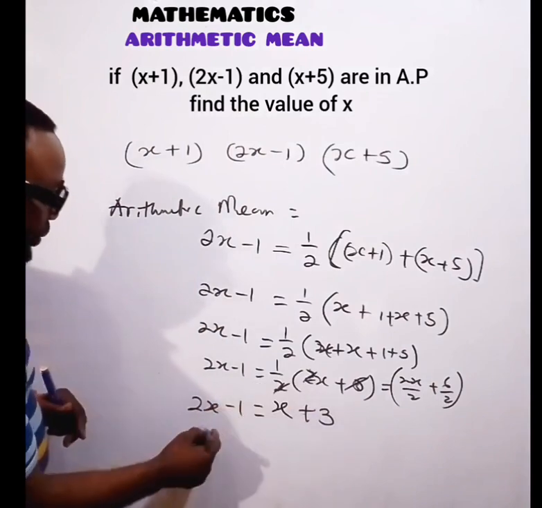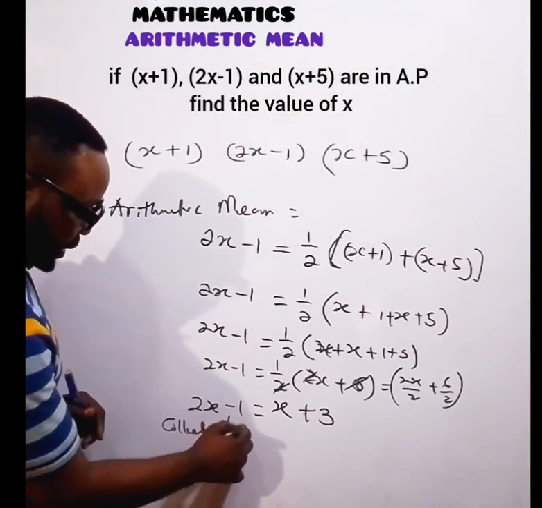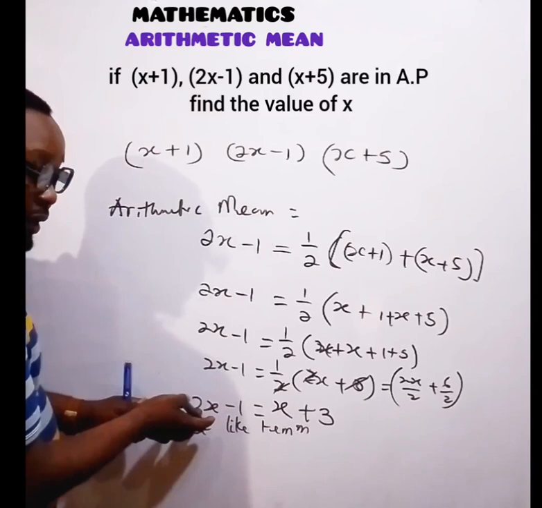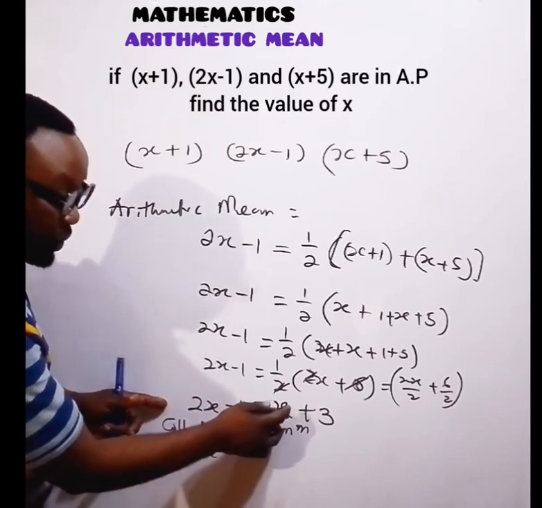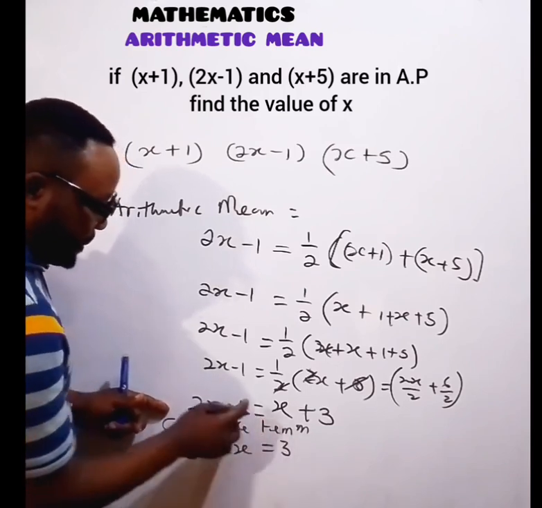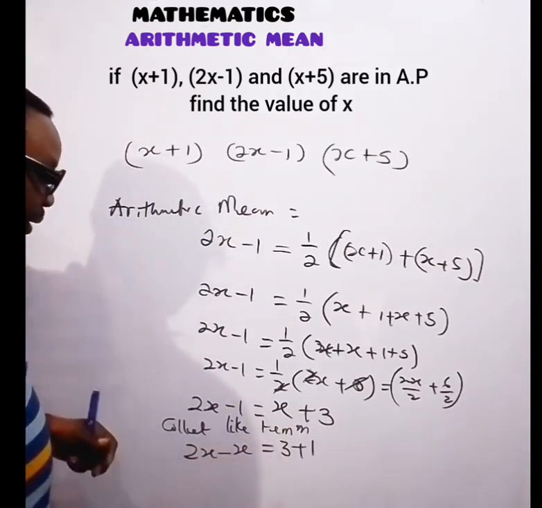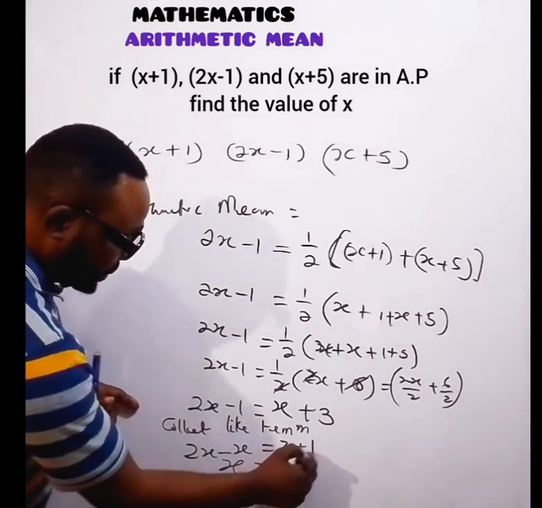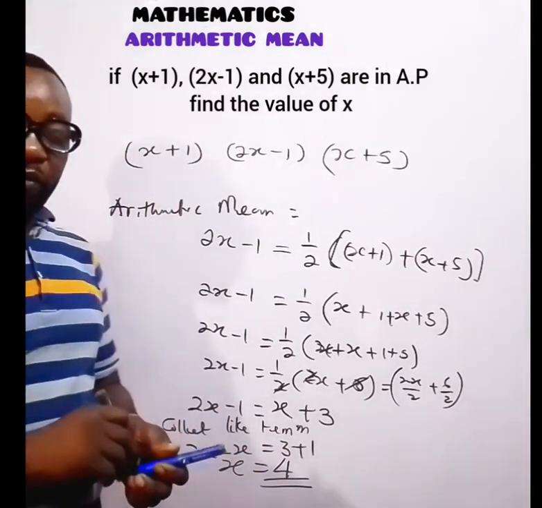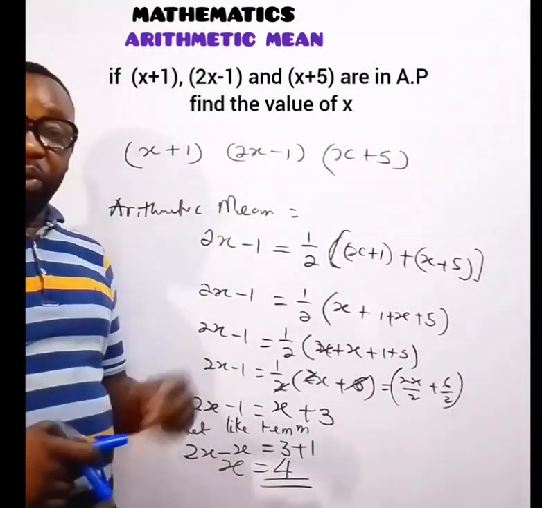So we now have it to become, let's collect the like terms now. This is 2x, this is plus x here, it comes here and becomes minus x, is equal to 3. This minus 1 comes here and becomes plus 1. It's 2x minus x, that will give us x is equal to 3 plus 1, which is 4. That is the value of x for this expression, making use of the arithmetic mean approach to solve it.